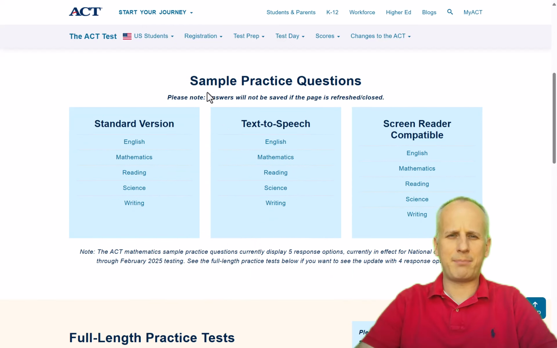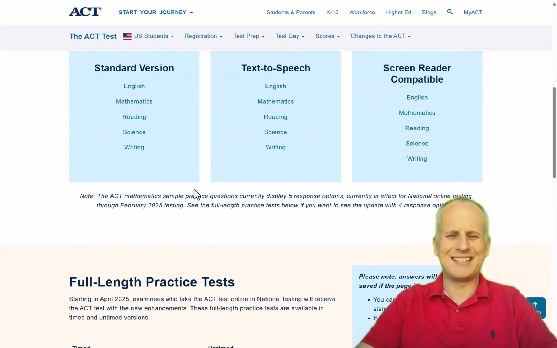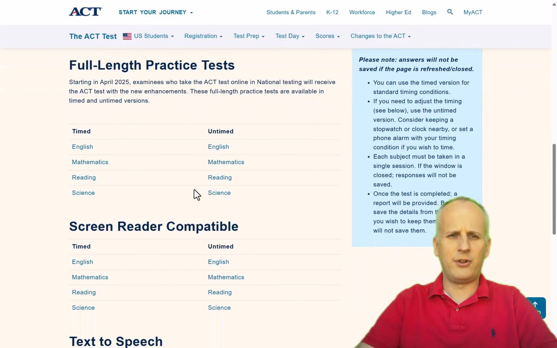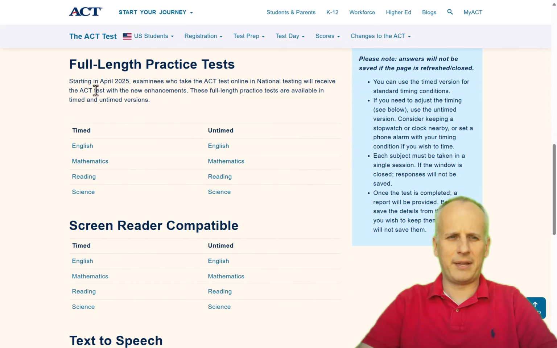You'll have to scroll back past the sample practice questions because that is not the full section. Then you'll get to where you see full-length practice tests here in the middle of the page, referencing that starting in April 2025, this is going to be the new version of the online ACT. And as of the fall of 2025, even the paper version of the ACT will reflect these new section lengths and new section times. So for the purposes of this video, we will be engaging the science section.